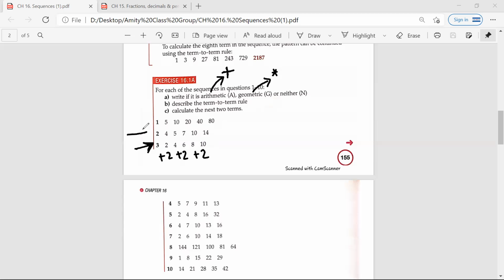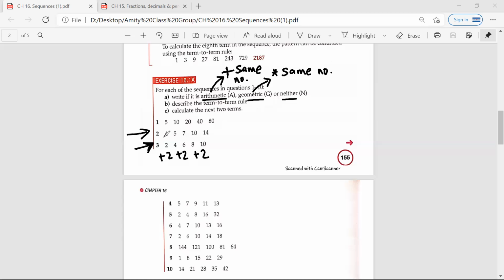Now let us look at question number 2 again. Is question number 2 arithmetic or geometric or neither? Neither. Why neither? Because in geometric you're supposed to multiply and in arithmetic you're supposed to add the same number. It is always the same number. Any doubt? No, sir.